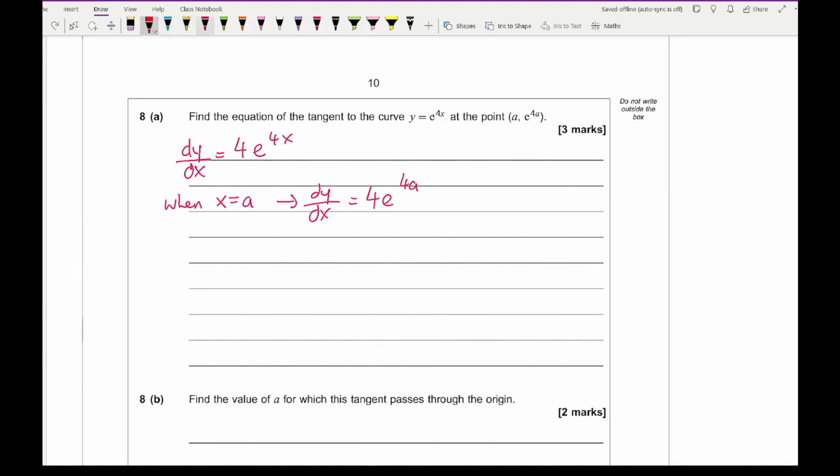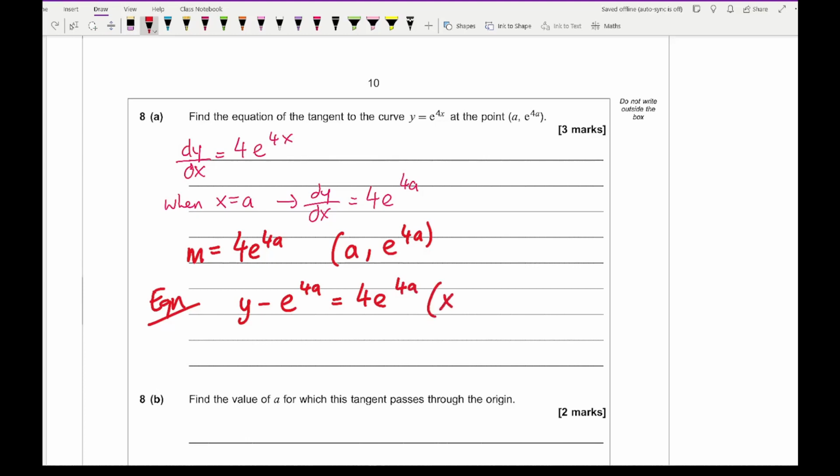So then I've got my gradient, m equals 4e to the 4a, and I've got my coordinate, a, e to the 4a. So then the equation of the straight line is going to be y minus e to the 4a equals the gradient m, 4e to the 4a, times x minus a. And I'd probably leave my answer as that. You could simplify it, but I'm just going to leave it as that.